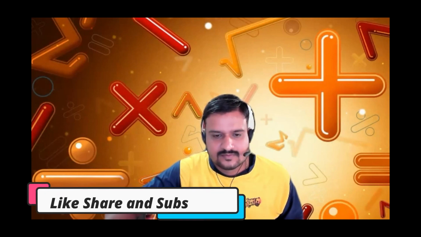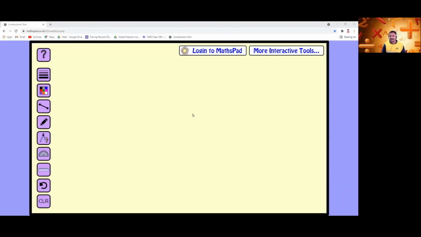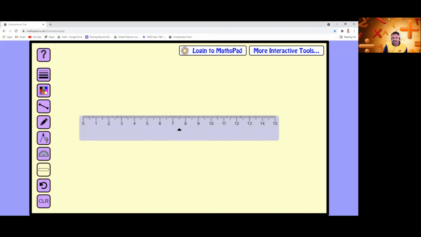Just a second. Okay, can you see the screen now? Can you see the screen? Okay. Now see, this is my scale. I have taken the scale.